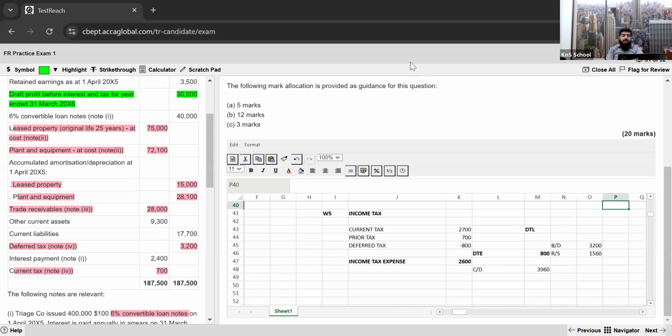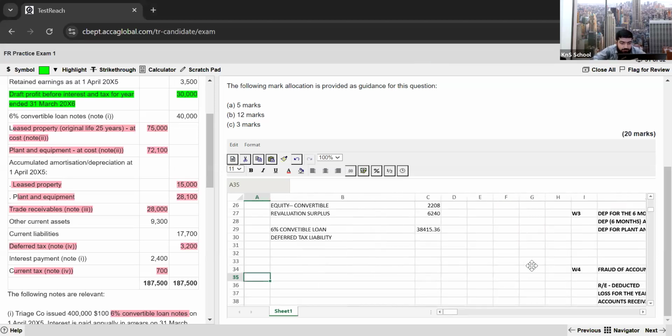Now we have deferred tax liability. The deferred tax liability given in the trial balance is the opening deferred tax liability of 3,200. We always recognize the assets and liabilities at the end of the year. So the closing deferred tax liability is 3,960.